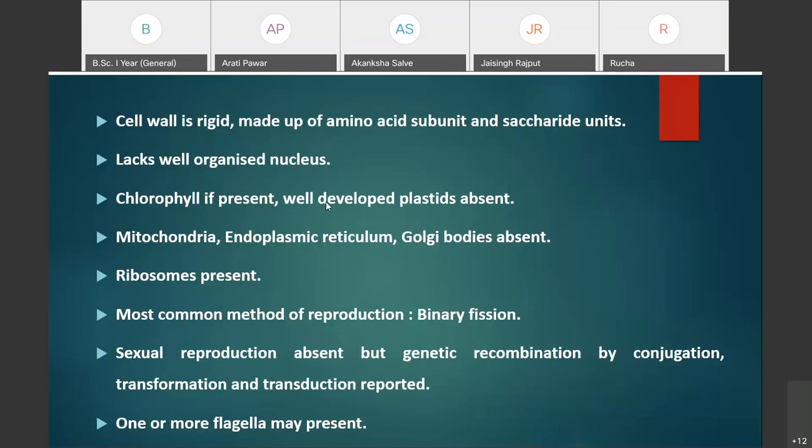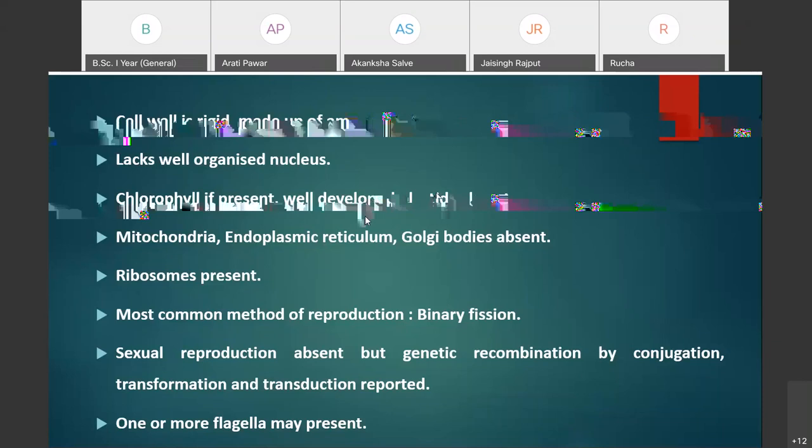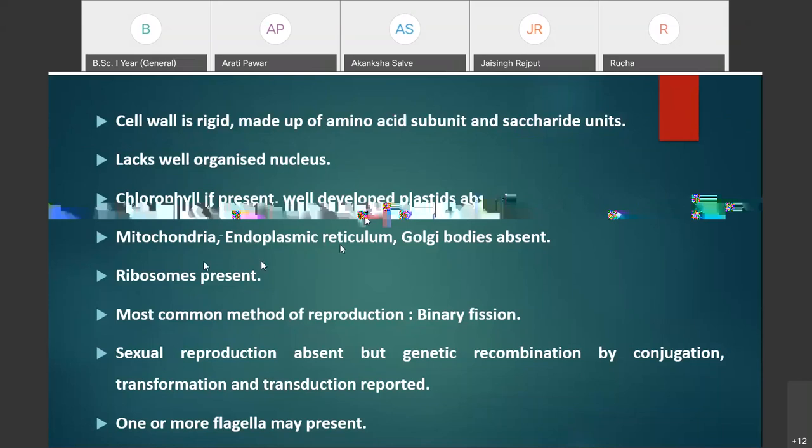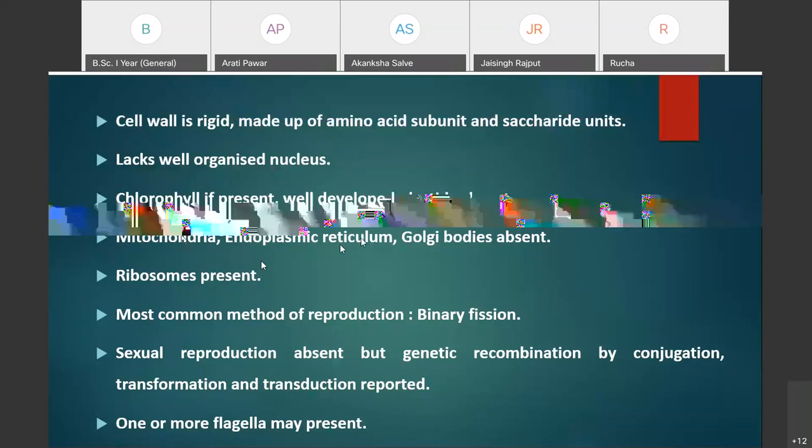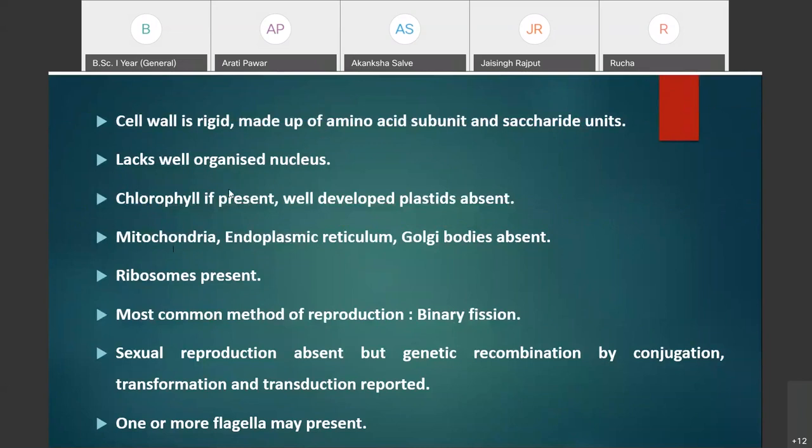Then another typical prokaryotic character of the bacteria is that cell organelles like the mitochondria, endoplasmic reticulum, and Golgi bodies are entirely absent. The mitochondria function as the powerhouses of the cell, but here the function of the mitochondria is believed to be performed by other organelles called the mesosomes.